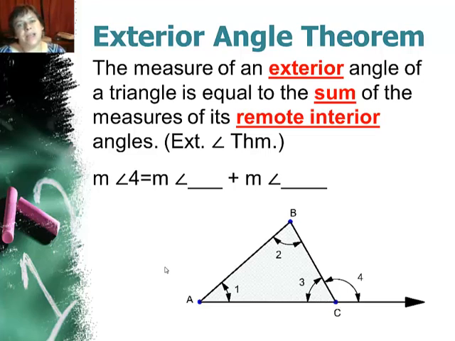The exterior angle theorem says that the measure of the exterior angle, which is right here, is always equal to the sum of its remote interior angles, which kind of makes sense because I know angle 3 plus angle 4 has to be 180. And I know angle 3 plus angle 1 plus angle 2 has to be 180. So I could substitute in and get that angle 4 equals angle 1 plus angle 2.